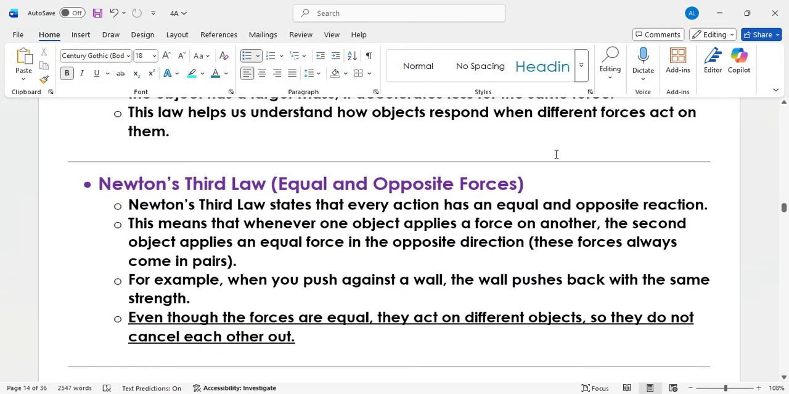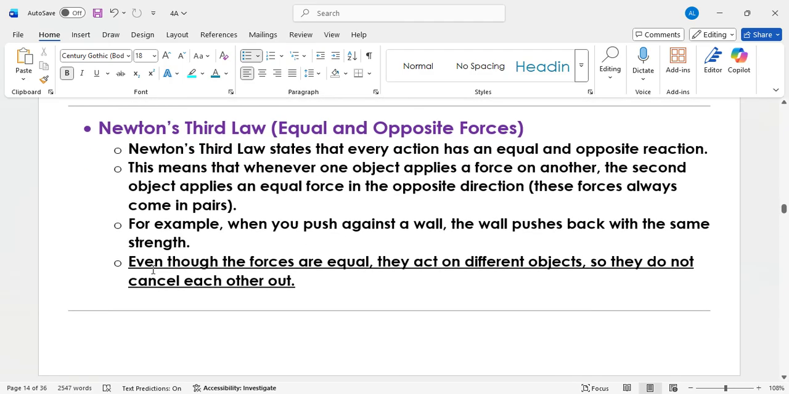Newton's third law states that every action has an equal and opposite reaction. This means that whenever one object applies a force on another, the second object applies an equal amount of force in the opposite direction. These forces always come in pairs. There are two forces working. For example, when you push against a wall, the wall pushes back with the same strength.